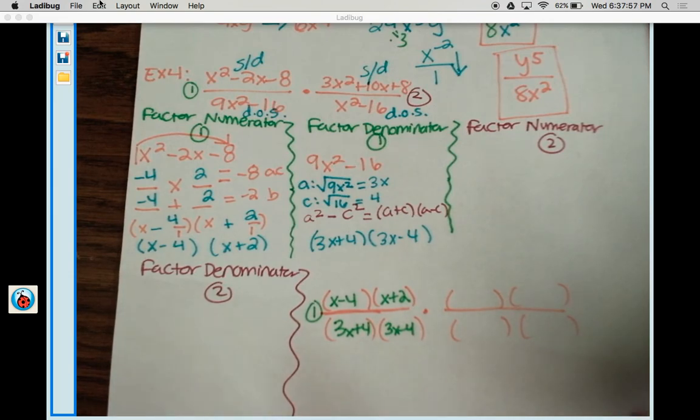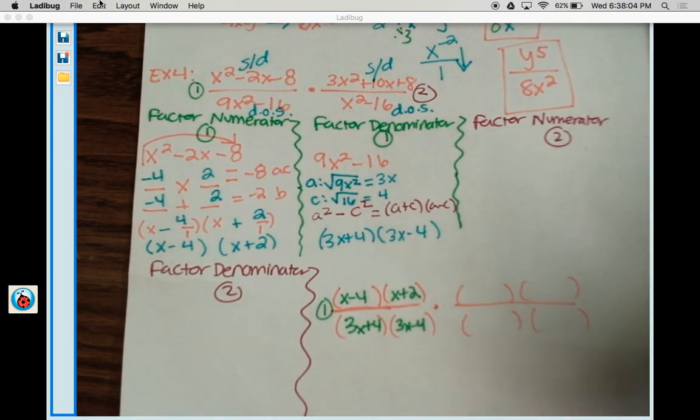Okay, if you're watching the video and you already know how to do this, you don't need to watch it anymore. Pause the video. But anyways, let's keep going.